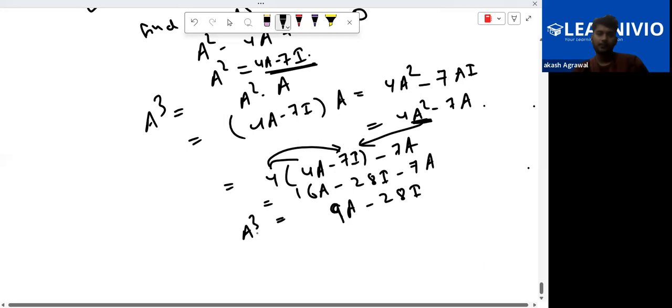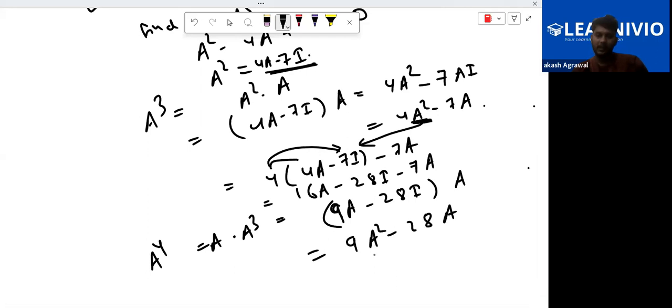So a cube is this. Now what we can do, we can multiply a on both sides and get a to the power 4. Okay. Now you'll see this is 9a squared minus 28a. Again, a squared you can write the value of 4a minus 7i. This way you can find a to the power 5. Okay.